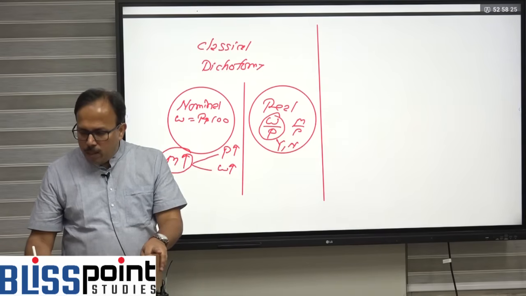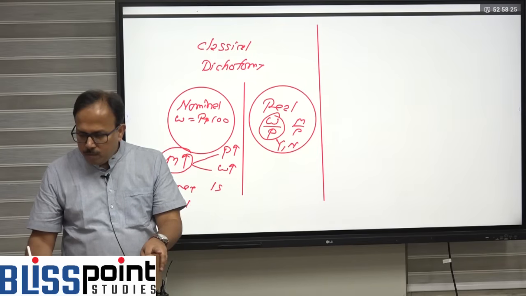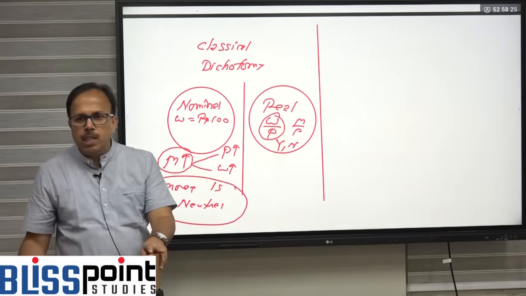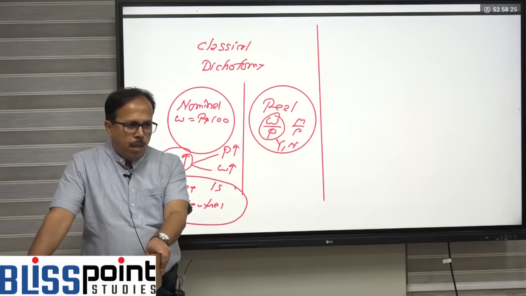और क्लासिकल मॉडल ऑल्सो बिलीव दैट मनी इज न्यूट्रल. मनी इज न्यूट्रल. न्यूट्रलिटी ऑफ मनी.